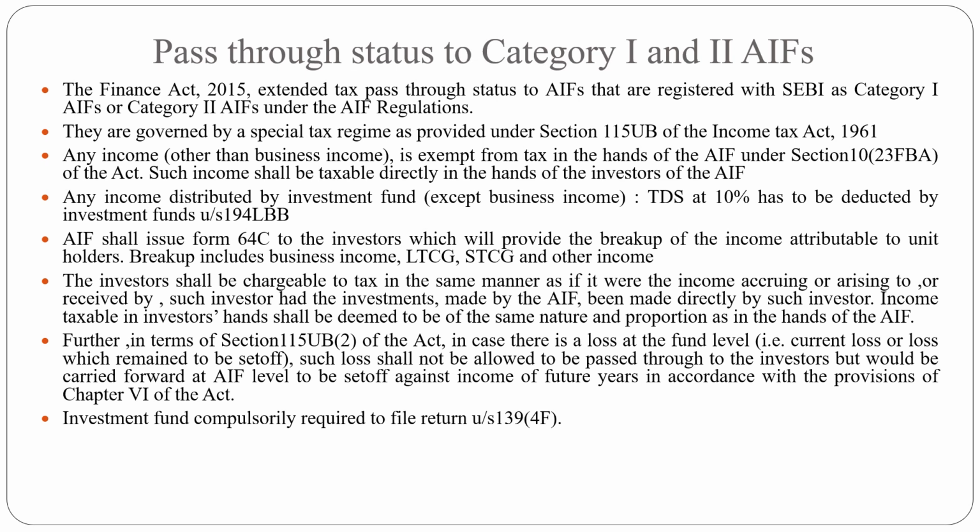Further, in terms of Section 115UB(2) of the Act, in case there is a loss at the fund level, current loss or loss which is to be set off, such loss shall not be allowed to be passed through to the investor, but would be carried forward at AIF level to be set off against income of future years in accordance with the provisions of Chapter 6 of the Act. Investment fund is compulsorily required to file return under Section 139(4F). So these are the tax status pass-through, TDS, Form 64C, income tax return of AIF that have been described.